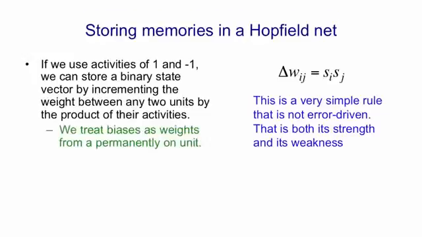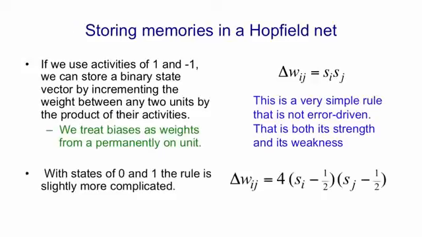We can also have biases, and as usual, we treat the biases as weights from a permanently on unit. If you want to use states of 0 and 1 for units, which is what we'll use later, the update rule is only slightly more complicated.